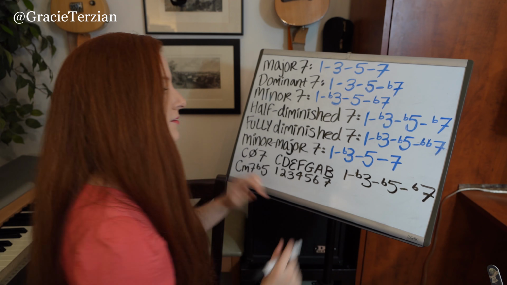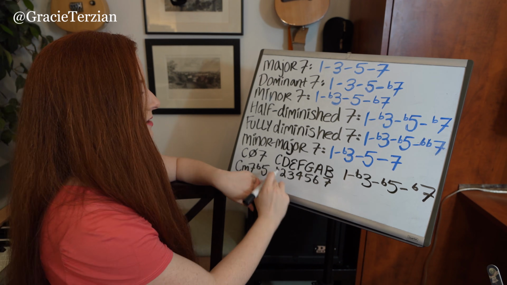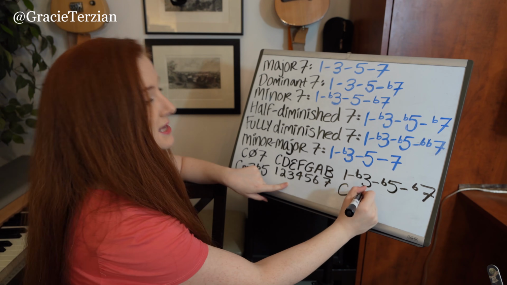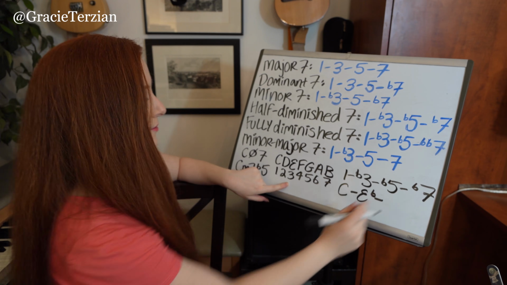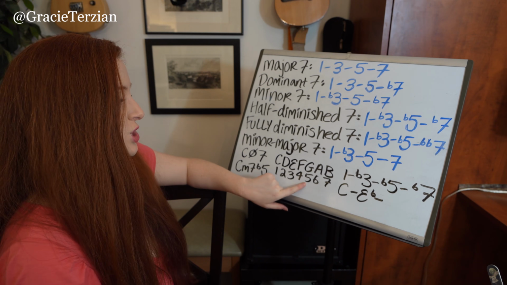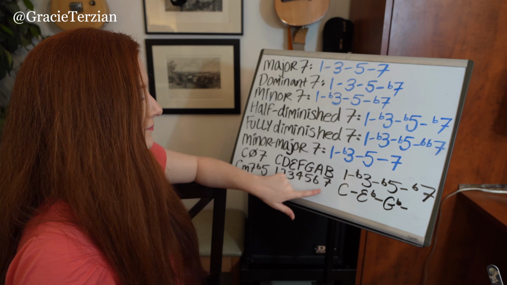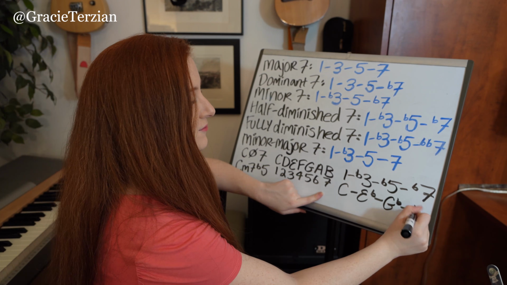Cool. All right, so what's the 1? The 1 is C, right? What about the flattened third? Flattened third is E flat, right? What about the flattened fifth? Well, the fifth is G, right? So it's going to be G flat. And what about the flattened seventh? It's going to be B flat.